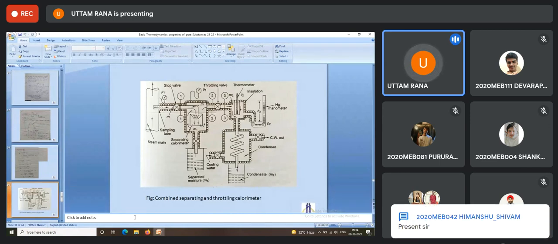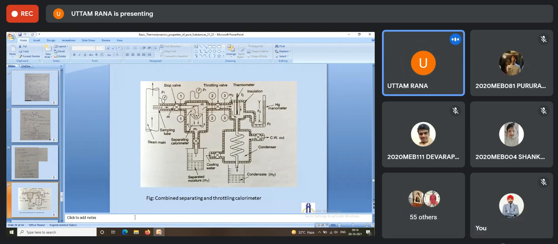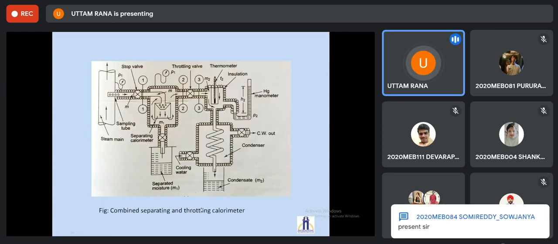As you can understand, a minimum quality is required for measuring, or a minimum amount of superheating is required. So if the quality of the steam is very poor or very wet, what can be done? A different system may be used that is called a combined separating and throttling calorimeter.